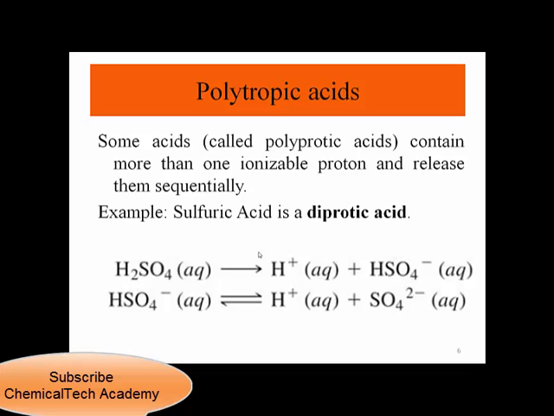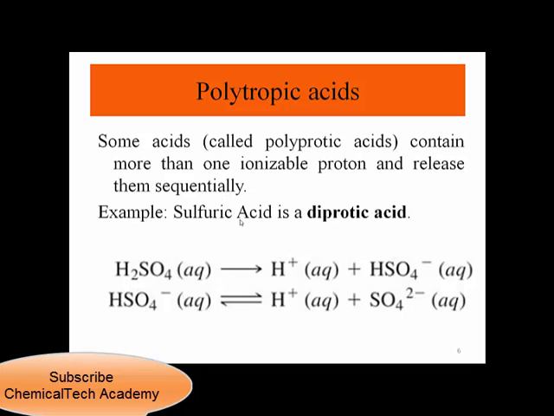Some acids are polyprotic. It means that they have more than one reactive proton in their molecule. Some acids, called polyprotic acids, contain more than 1 ionizable proton, and they can release more than 1 proton when they react with something else or when they dissolve in water. They release these protons sequentially.